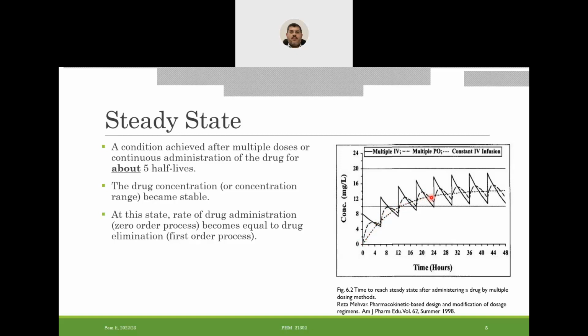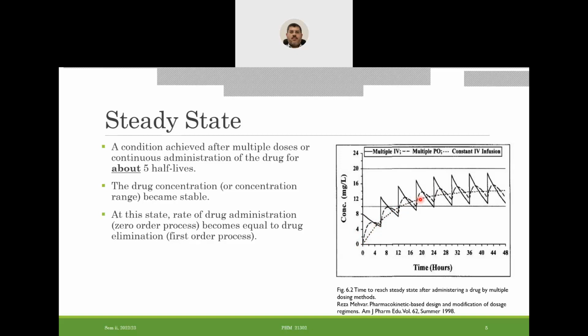This one represents the IV infusion, constant IV infusion. Constant means we fix the rate. We are not changing the rate. Set the dripping rate to be, for example, 1 ml per minute. That's all constant. It continues. So the drug concentration will keep increasing, keep increasing. Okay. Will it increase to infinity?